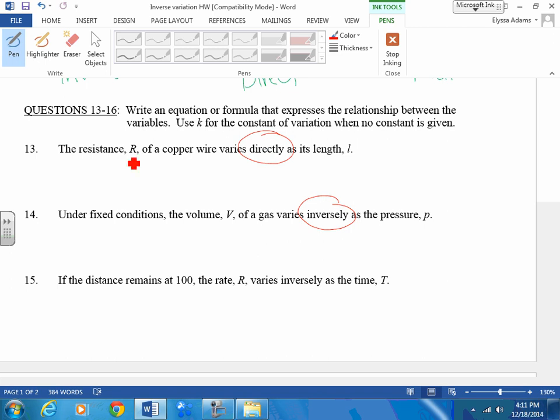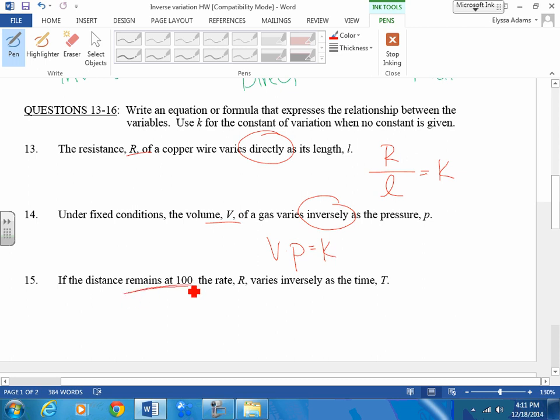So if we look, resistance varies directly as length. Direct means divide. So R divided by L is equal to K. Volume varies inversely as pressure. Inverse means multiply. So V times P is equal to K. Now here it says that it remains 100. So if it's remaining, it's constant. So here my K is equal to 100.